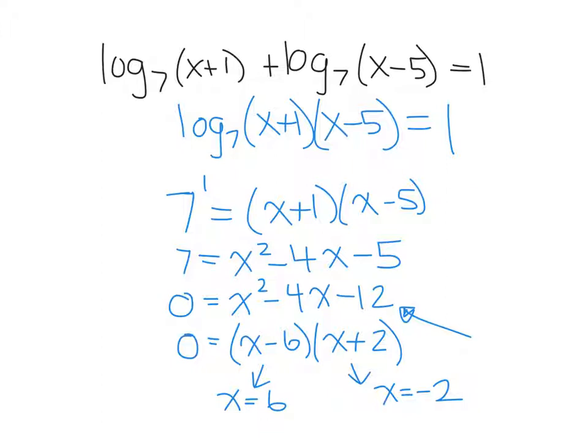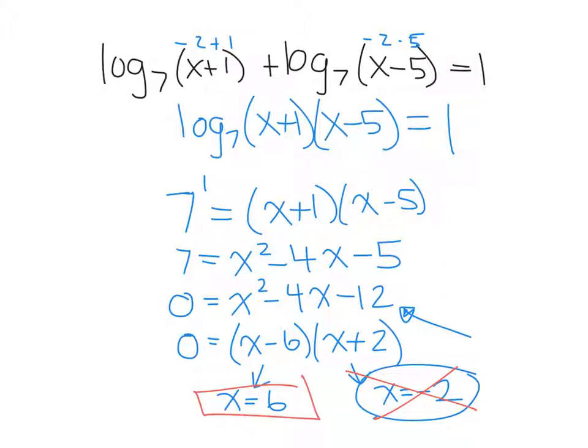But if I'm checking for extraneous roots, then I'm thinking I better check these and make sure they're not going to give me a negative in my argument. So if I sub in negative 2, x plus 1 is going to give me negative 1, and we can't take the log of a negative number. Also, x minus 5 is going to give me negative 7. Whereas when I sub the 6 in, I'll get positive numbers. So this right here is not going to be a solution. Only x equals 6 is a solution to this question.